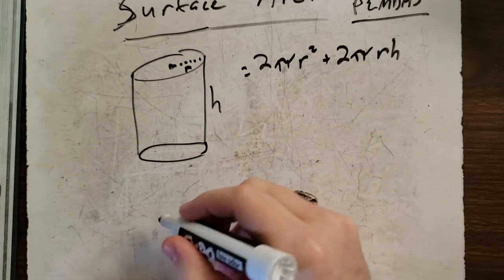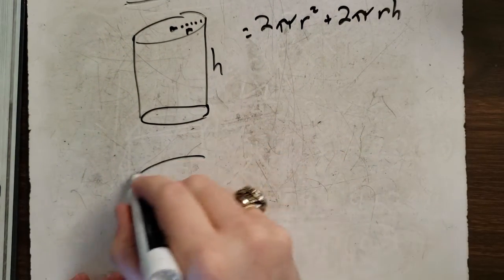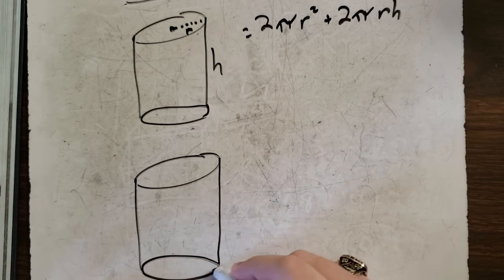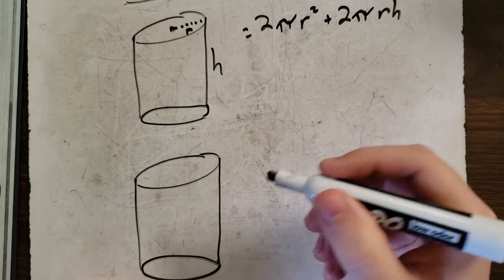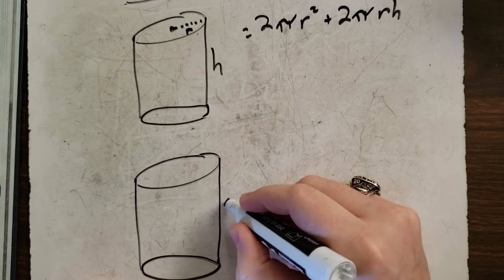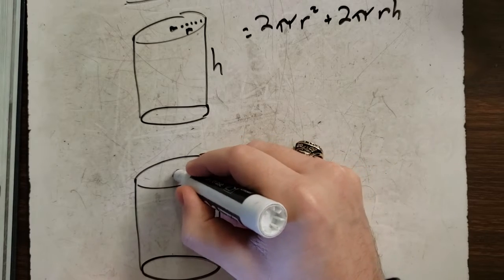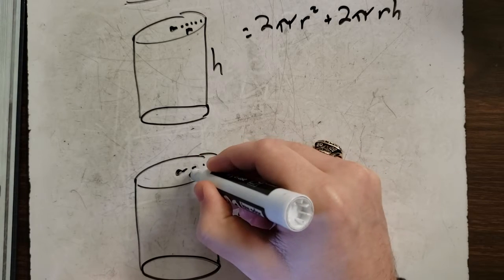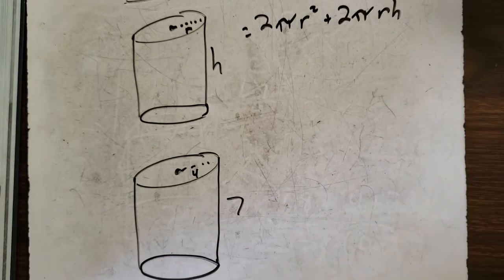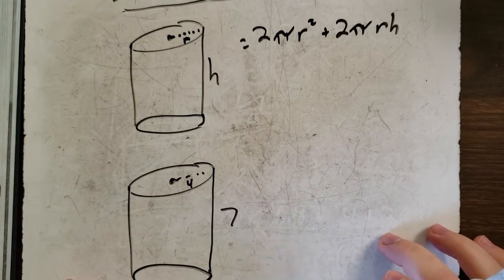Let's draw you another can here. Hopefully this one will be better. Okay. So let's say your height is 7, and then let's give you a radius of 4. So that's the only two numbers we need, the height and the radius. Now we're plugging things into our formula.